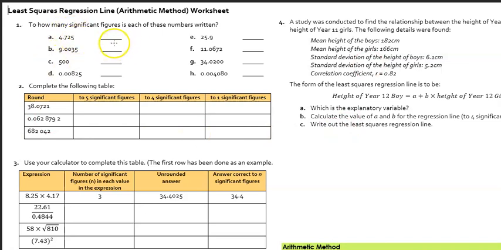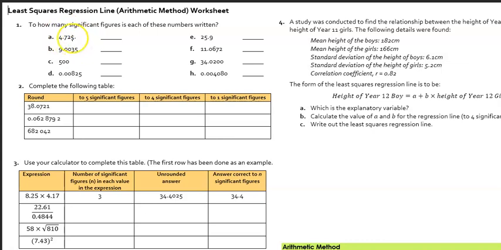So how many significant figures is each of these numbers written with? The thing about significant figures is it just depends on whether the number is decimal or not, and if it is decimal, whether it has any leading zeros, and if it's not decimal, whether it has any trailing zeros. So what do I mean by this? Look at the first question.